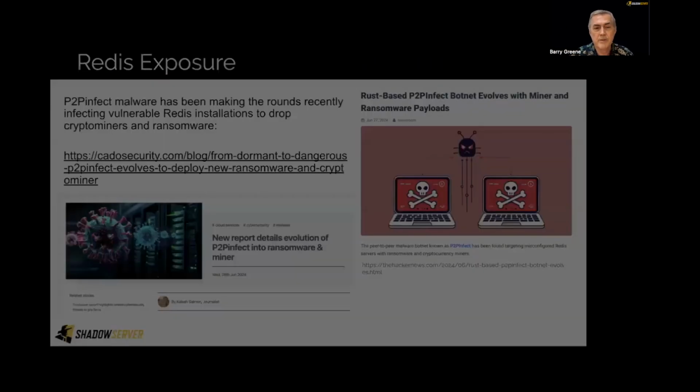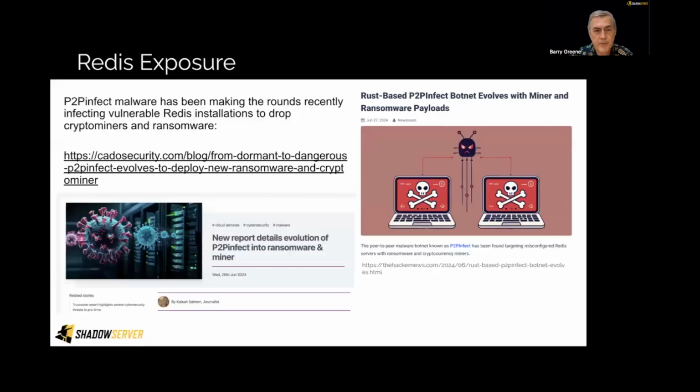Let's take P2P infect. P2P infect was going after Redis. It's an exposure out there, and this is a good example of exposures that go up and down. They cycle. What will happen is we'll go out there and say, okay, here's a risk, and then the bad guys will use it. And then, I call it the cockroach effect. You shine the light on what's going on. You start looking for it, right?